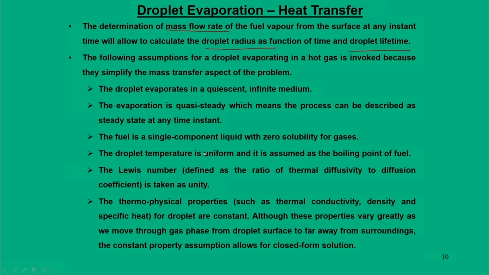And here also there is a parameter called the Lewis number, which is defined as the ratio of thermal diffusivity to the diffusion coefficient. So there is no mass transfer with it, but both the ratio is unity. Lewis number is unity means both have the same effect. The thermophysical properties such as thermal conductivity, density, and specific heats for the droplet are treated as constants, although they vary with respect to surroundings, but our assumption talks about the constant property situations to allow for closed form solutions.